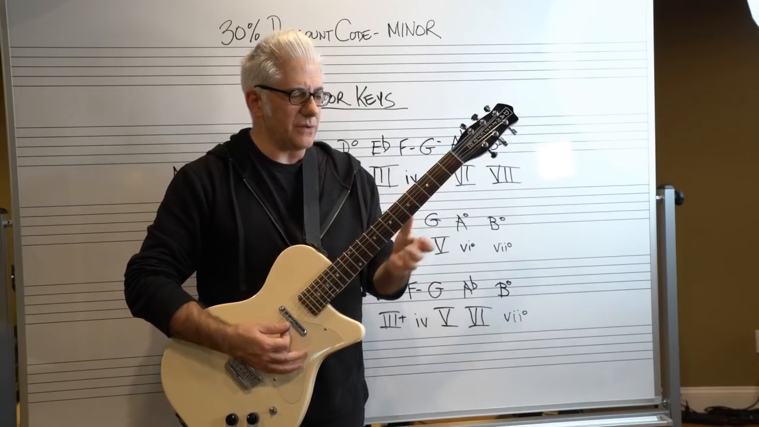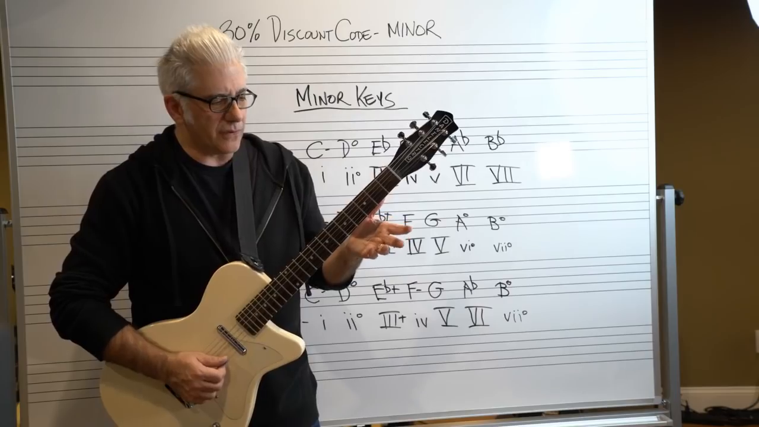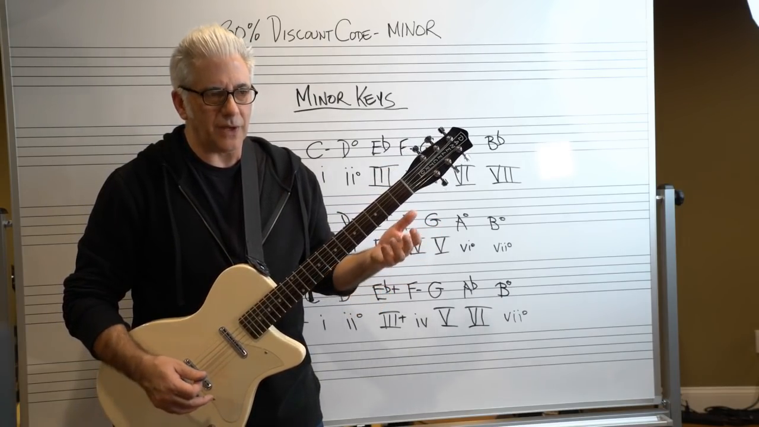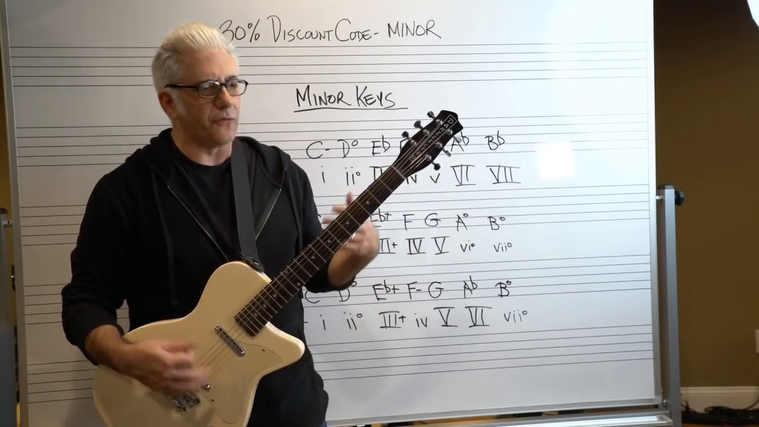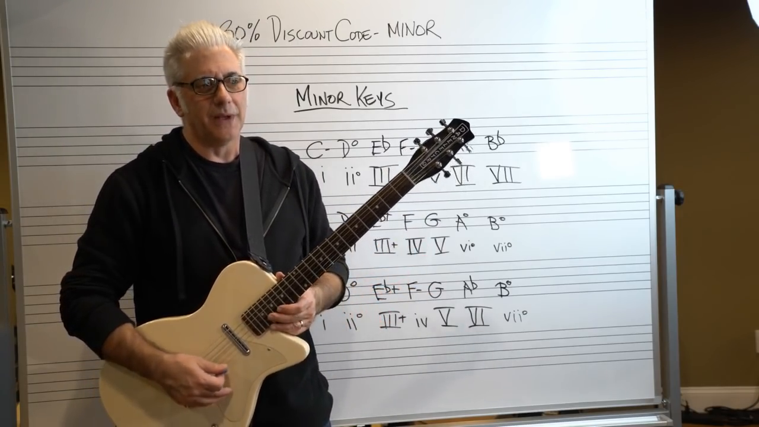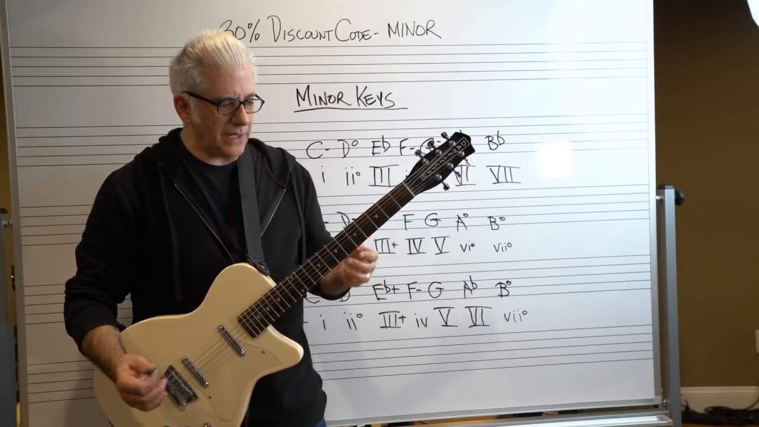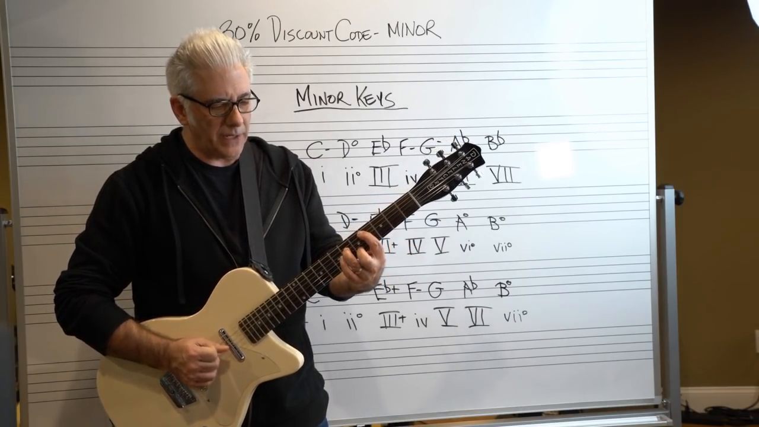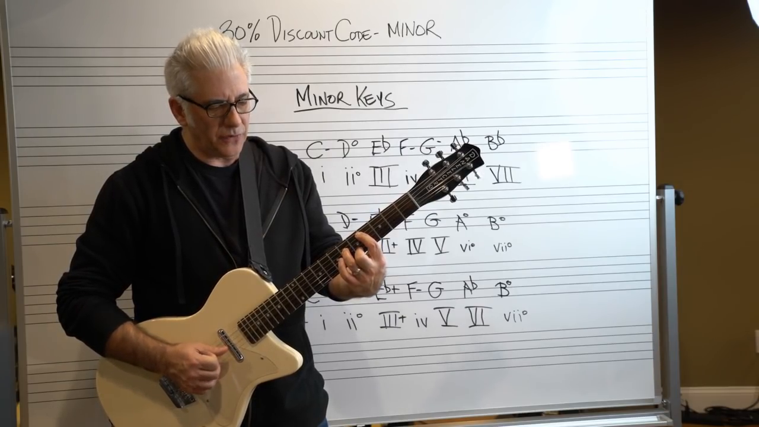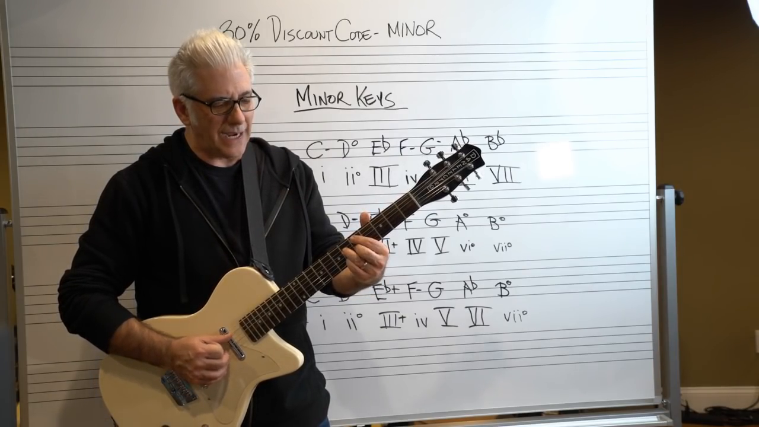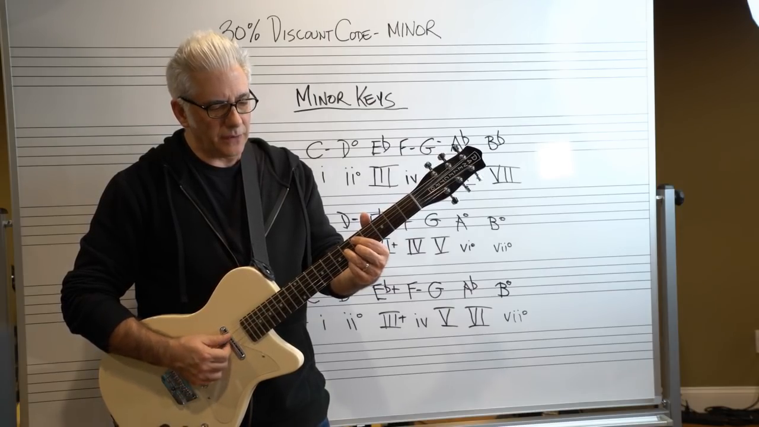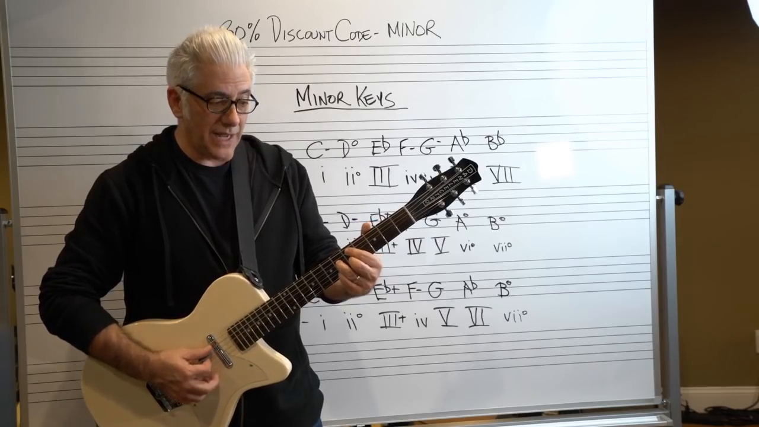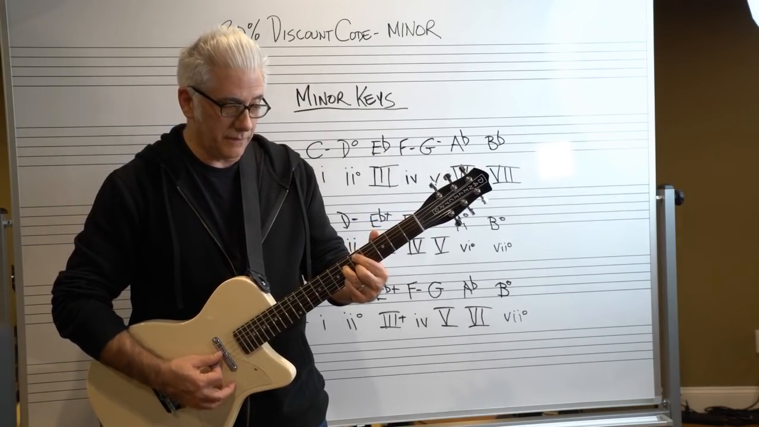Okay, so I can use the B string as the 9th in the chord, or I can use it as the 3rd in the chord, or as the 4th in the chord, or the 5th of the chord. I can use the high E string as the 3rd of C sharp minor, right? I can use it as the 9th of D minor 7 flat 5 with the 9. That's beautiful.